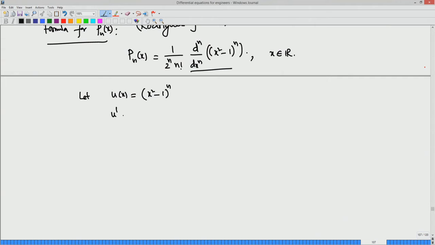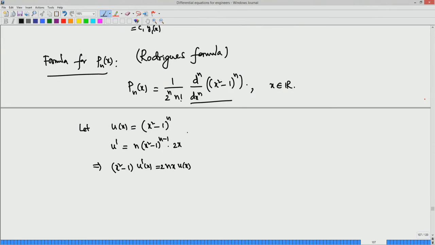u'(x) = du/dx = n(x² − 1)^(n−1) · 2x. So this implies (x² − 1) u'(x) = 2nx (x² − 1)^n. Okay, so this is actually your u. So I can write this as u(x). So this is what you have.